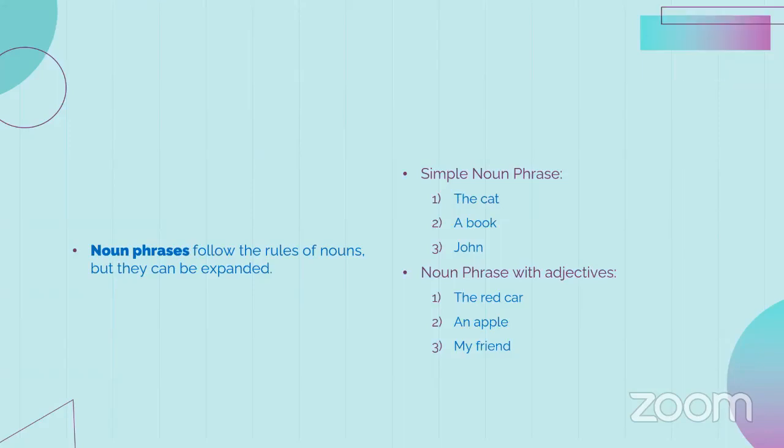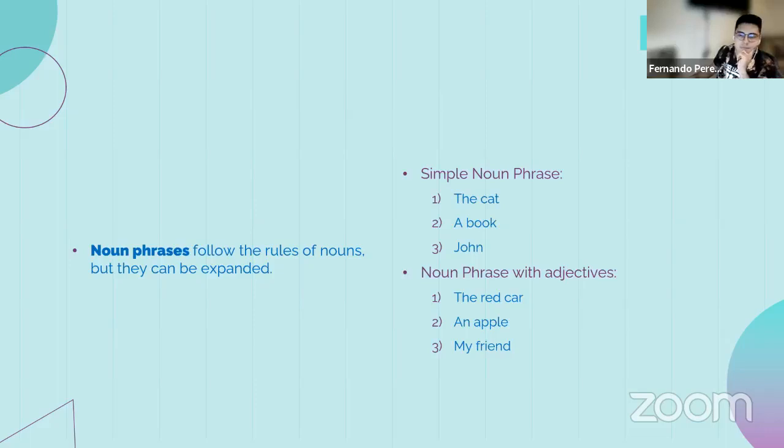That's the thing I want to say later. If you want to find the noun, don't only say car. Say the red car. If you want to find the noun, don't say only apple. Say an apple. Always. Got it?